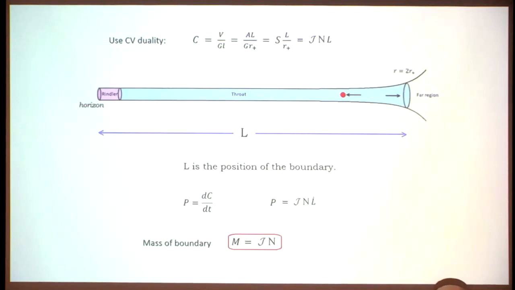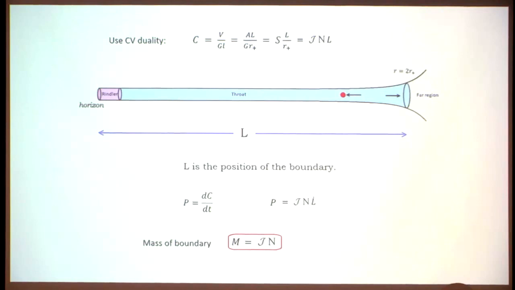On the other hand, A over G is what? It's the entropy. A over G, area over G, is the entropy divided by L over R plus. And if you go back to the dictionary, 1 over R plus is J. So what do we have? We have complexity is equal to JN times L. J and N are constants. So the complexity is simply related to the length of the throat. In other words, it's the position of the boundary relative to the horizon.